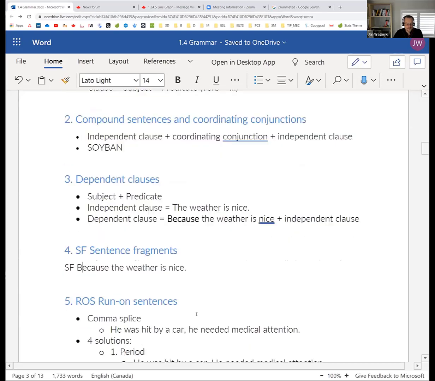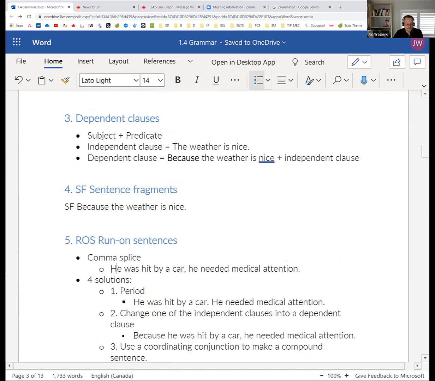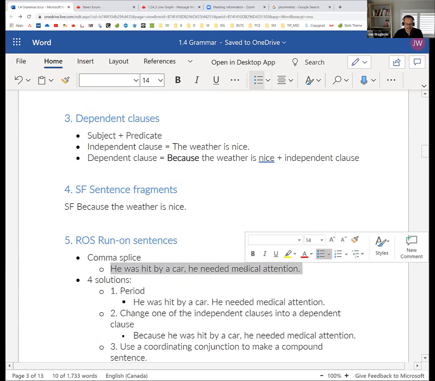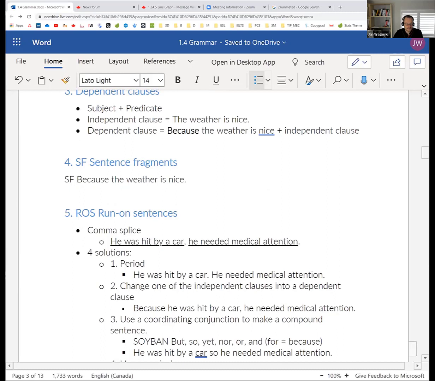Run-on sentence, the most common type is a comma splice. He was hit by a car, comma, he needed medical attention. Okay, so you've got an independent clause here. You've got an independent clause here. You're not allowed to just split them with a comma. So there's 4 solutions. The first one, the easy one, just use a period. He was hit by a car, period. He needed medical attention. You end up with baby English here. It's correct, but it's baby English.